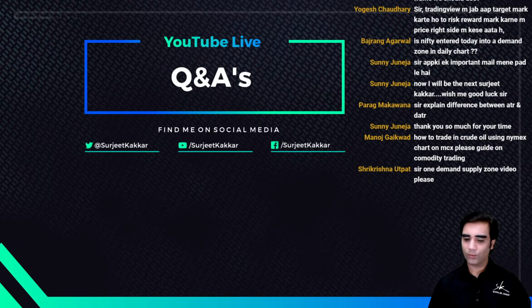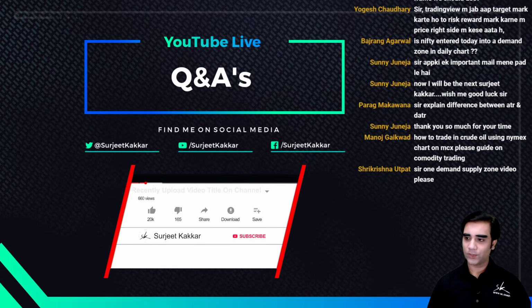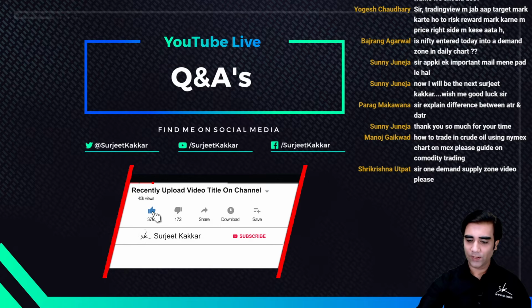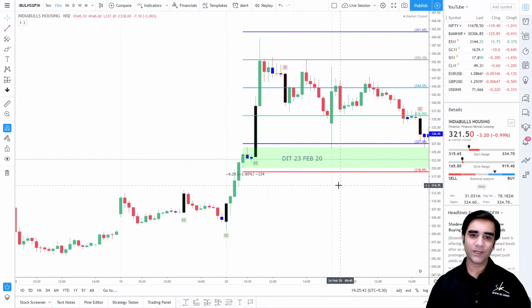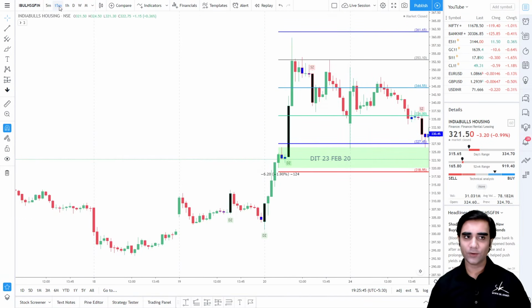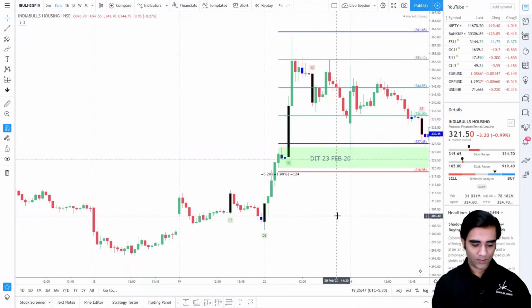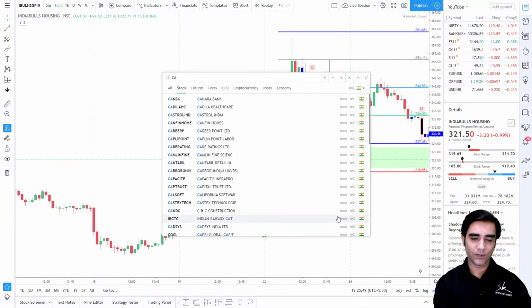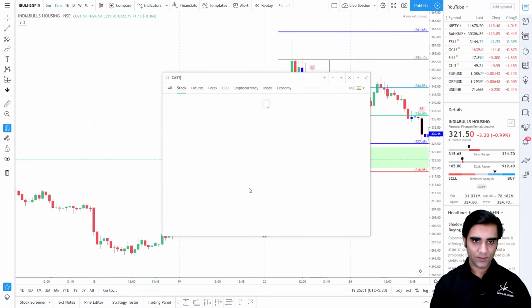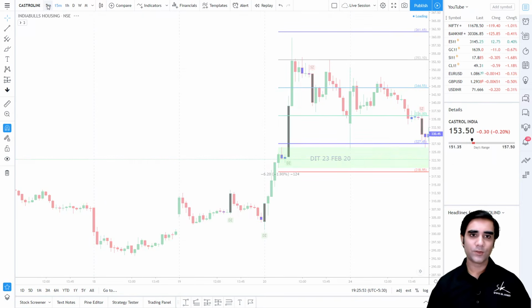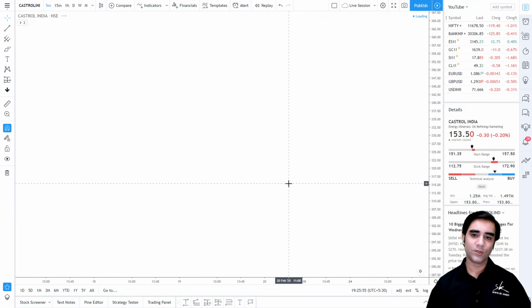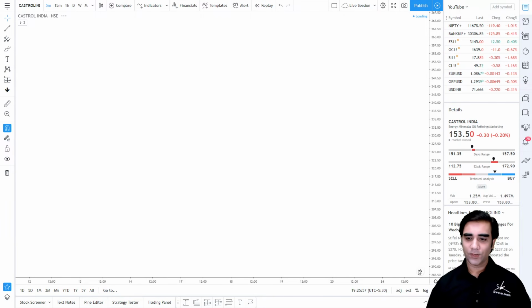So I showed you India Bulls, which is on 15 minutes. Now let me also show you a trade which we got on the same day, and that trade was on a 5 minute chart. Now can you see this was on a 15 minute chart? There was also a trade which is Castrol India, and can you see now this was a trade which was planned on a 5 minute chart. Let's wait for the charts to load up.